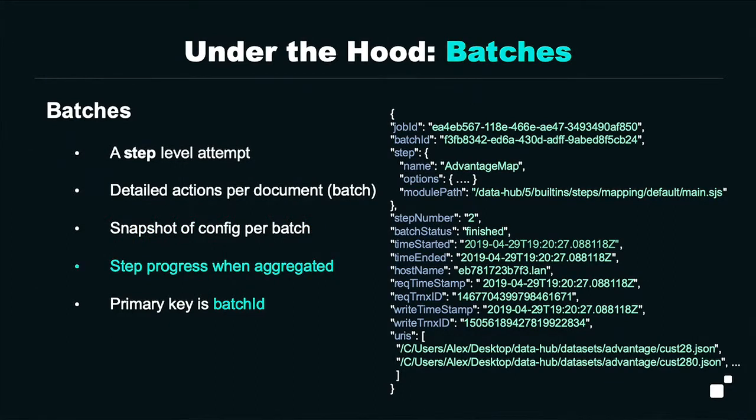When you aggregate all these for an individual step, it gives you the progress of a step, because the orchestrator knows how many batches and it knows what it needs to do, so how many of these have completed. And finally, there's a primary key of a batch ID for this specific batch. And the foreign key, if you want to think of it in relational terms, the foreign key for this is the job ID, because that's what it's part of.